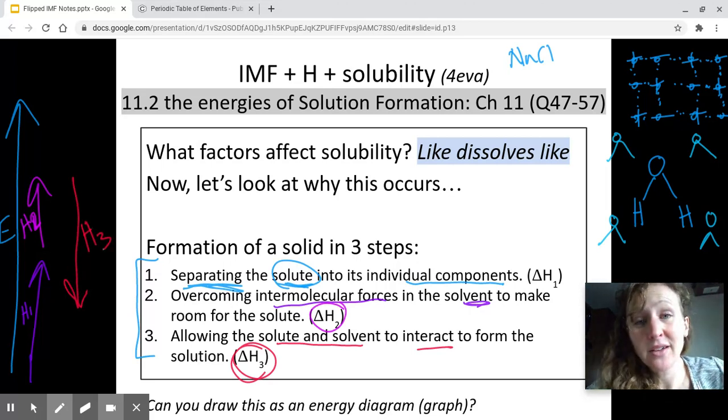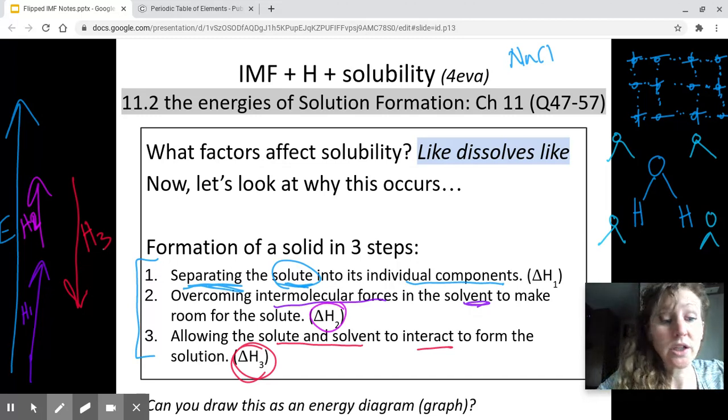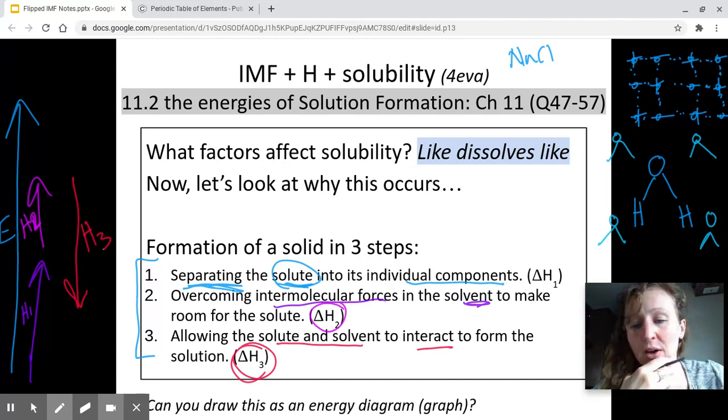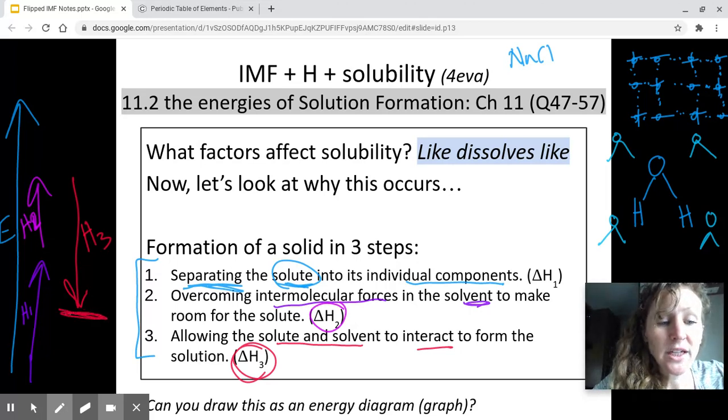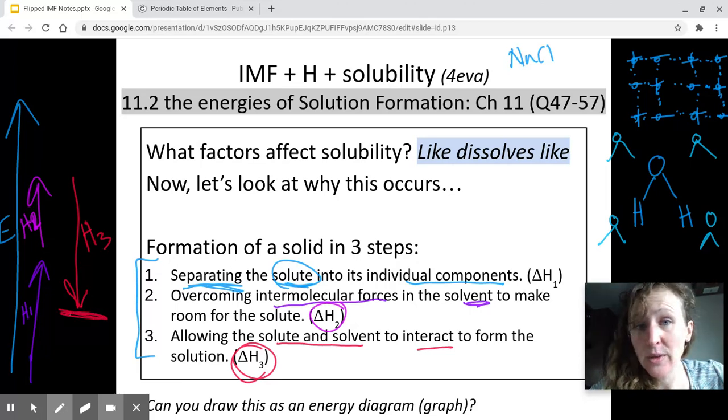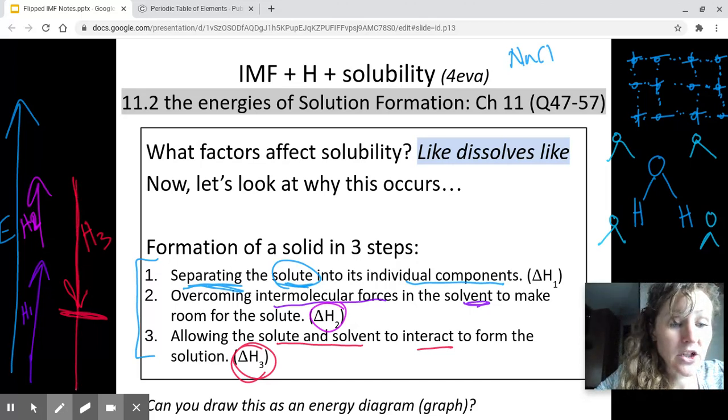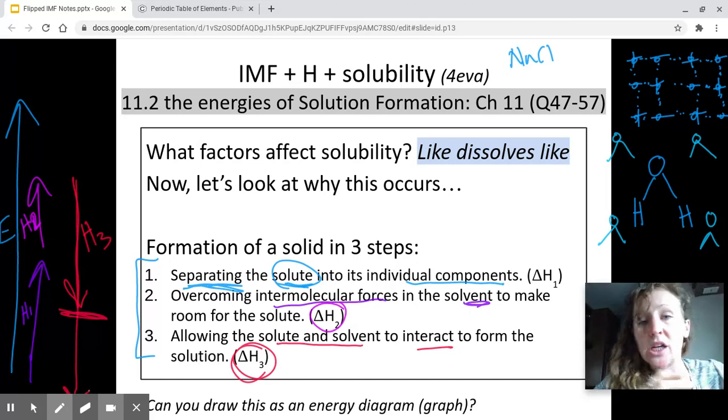Okay, so that's kind of what our energy diagram would look like in the formation. Now, the way that I've drawn it, it looks like it's an endothermic. If we get all of this energy out, then it could be exothermic. That's going to depend on what your solute and your solvent are.